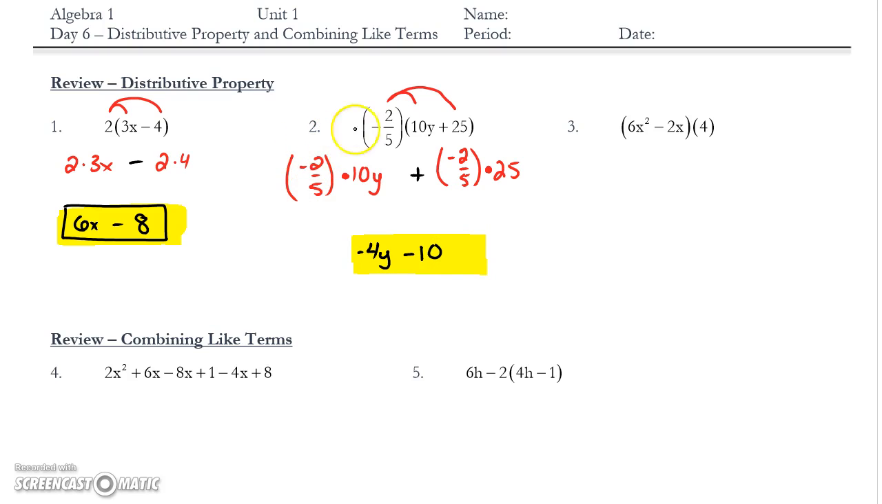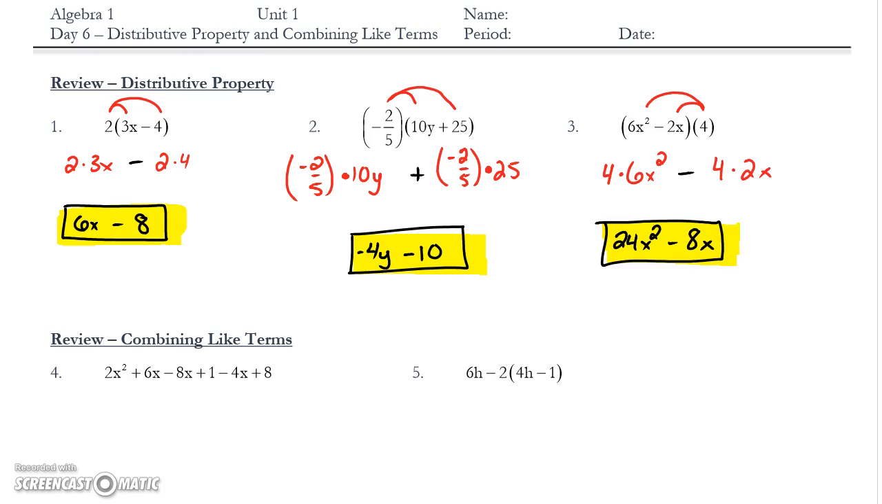For number 2, when you distribute the fraction negative 2/5, negative 2/5 times 10y, we can use our calculator. Make sure you put your fraction in parentheses. Negative 2/5 times 10 is negative 4. Bring the y down with it. And then do the same thing. Negative 2/5 in parentheses with your calculator times 25 gives you minus 10 for a final answer of negative 4y minus 10. And number 3 gives me a final answer of 24x squared minus 8x.